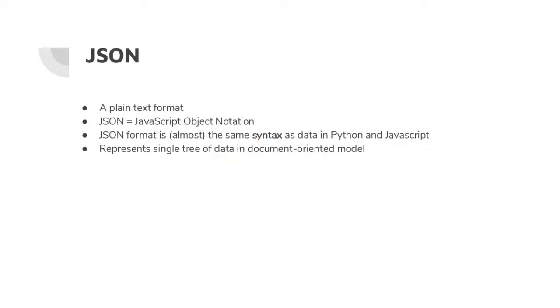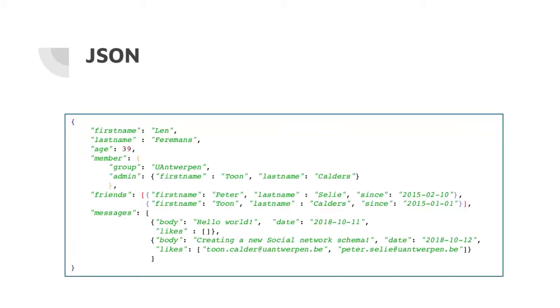Then the next format is JSON. I already showed some examples. JSON stands for JavaScript Object Notation. It's almost the same syntax as you would describe dictionaries in Python or in JavaScript. And it represents a single tree in the document-oriented model. So this is the example I showed before. I'm not going to go over it again. I think it's pretty obvious what this represents.